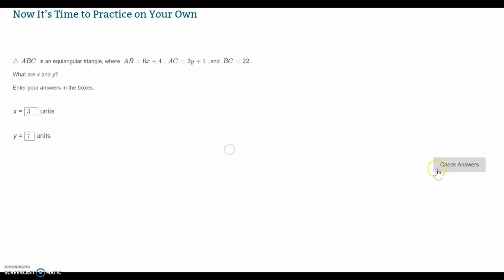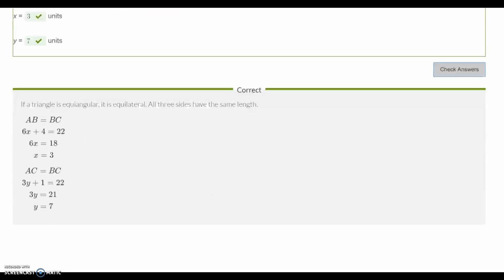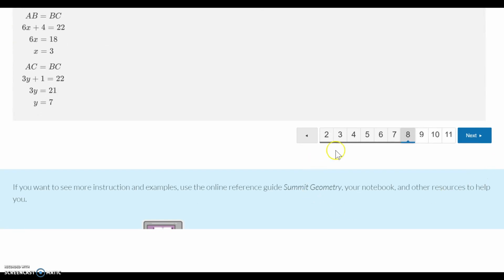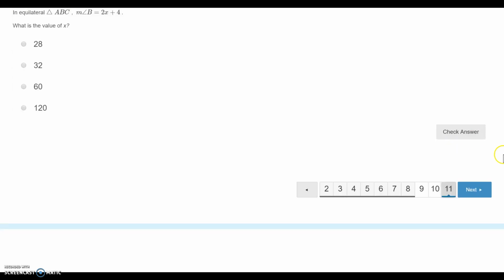Hope I put the right number in there. Let's see how many more we have. I think we have time for one more.